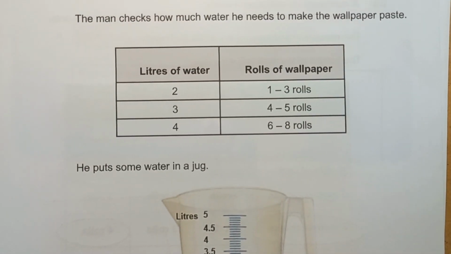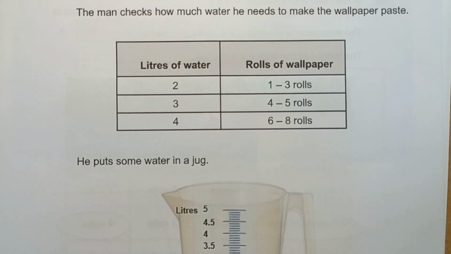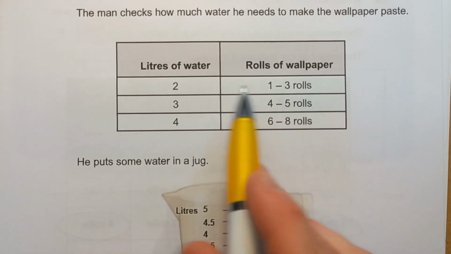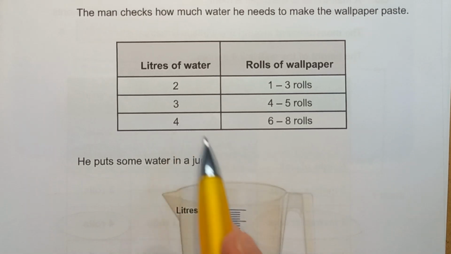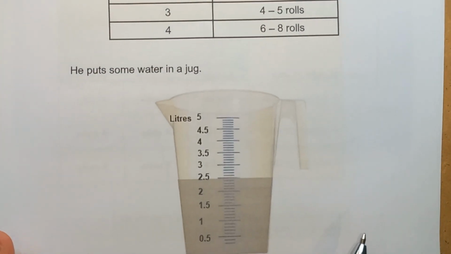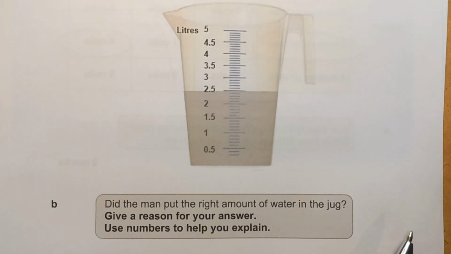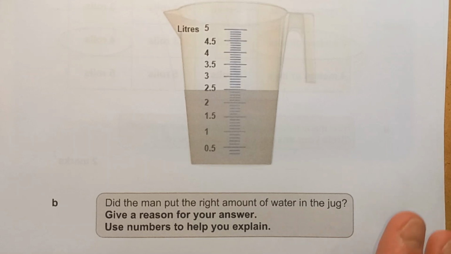Okay. The man checks how much water he needs to make the wallpaper paste. For 1 to 3 rolls, he needs 2 litres. For 4 to 5 rolls, he needs 3. 6 to 8, he needs 4. He puts some water in a jug. There's our jug. Did the man put the right amount of water in the jug? Give a reason for your answer. Use numbers to help you explain.